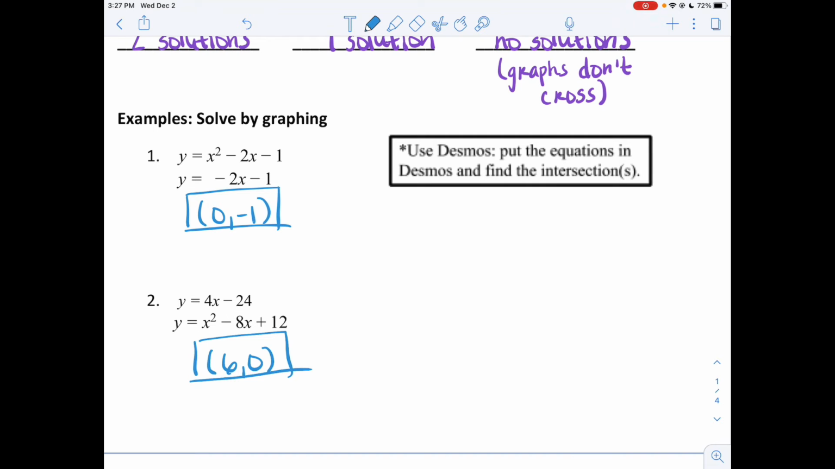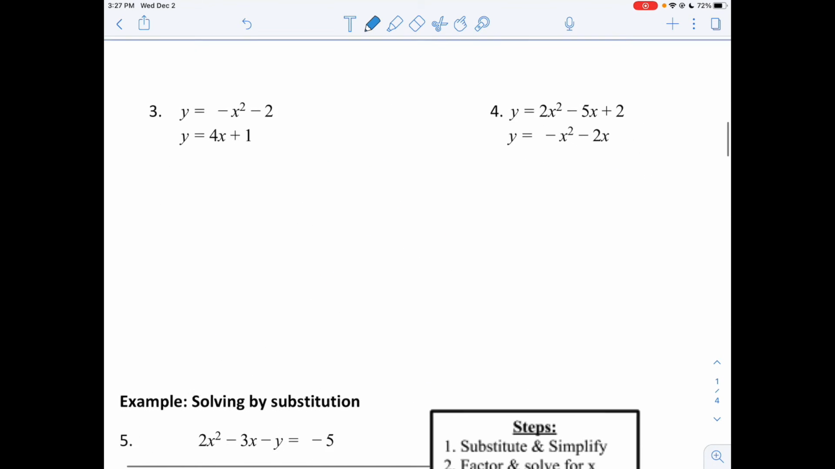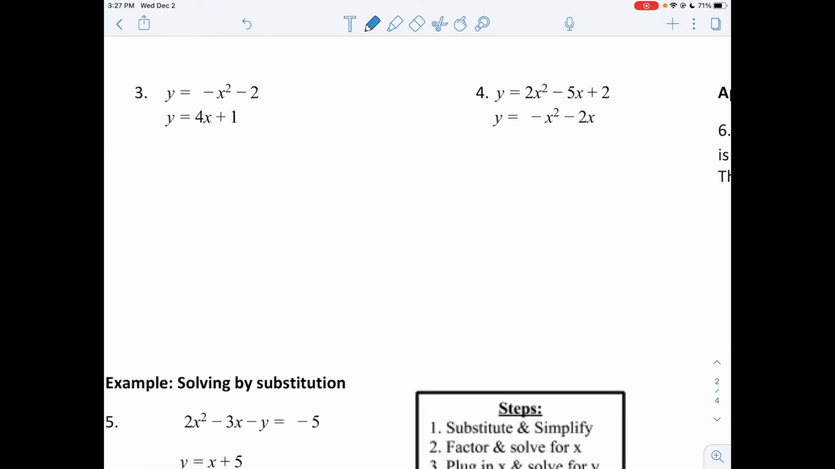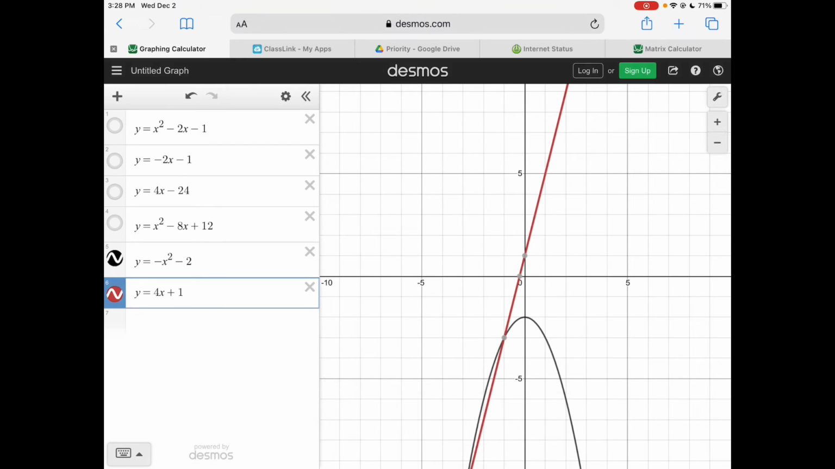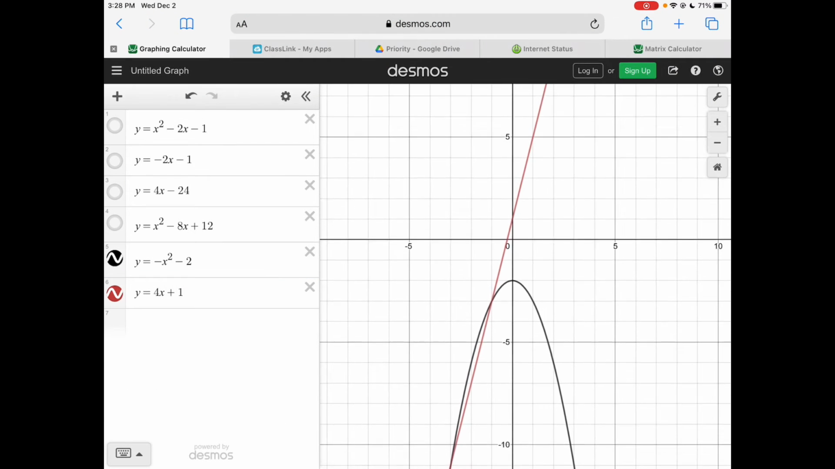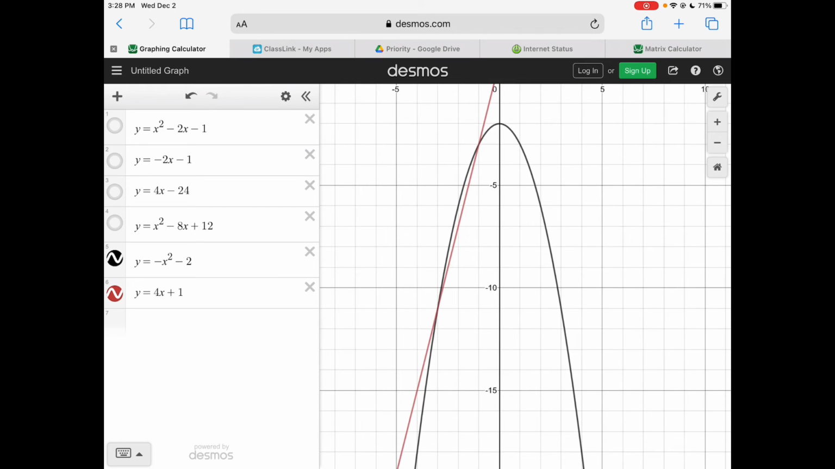Let's go ahead and take a look at a couple more on the inside of our foldable. Number 3, let's go ahead and go back over to Desmos and put this one in and see what it looks like. All right, here we are in Desmos once again, and I can see that I have my line in red and my parabola in black. And this time, the line crosses the parabola 2 times, so we have 2 solutions. The first is at -1, -3, and the second is at -3, -11.